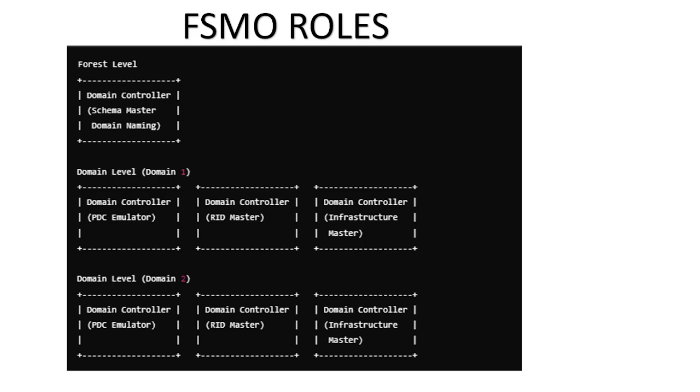Imagine you have a new forest. Say, for example, when we consider google.com, if you create your very first domain like google.com, the very first domain controller will have all the 5 FSMO roles in the same domain controller.